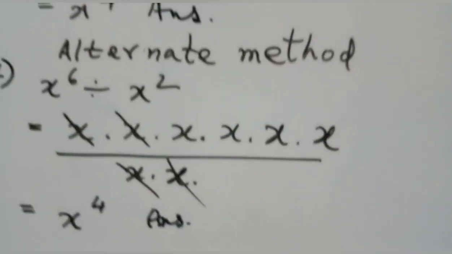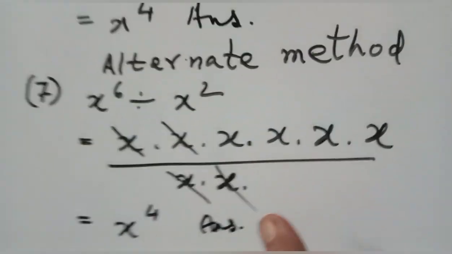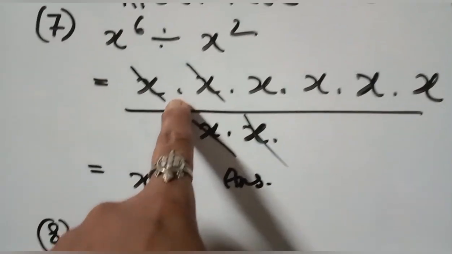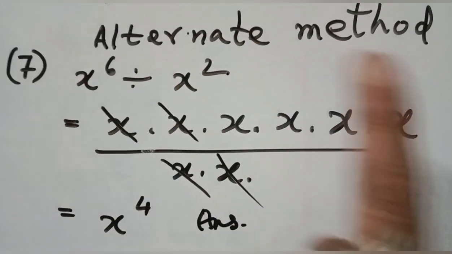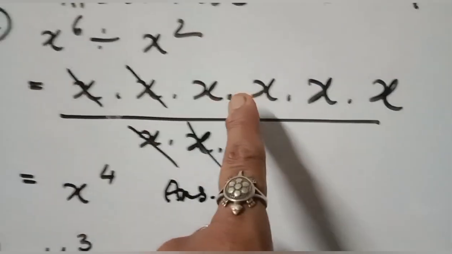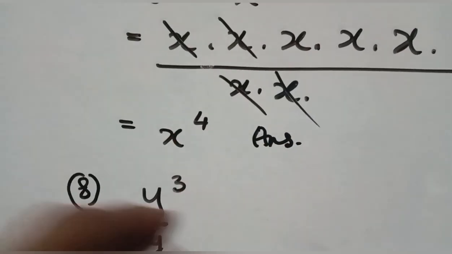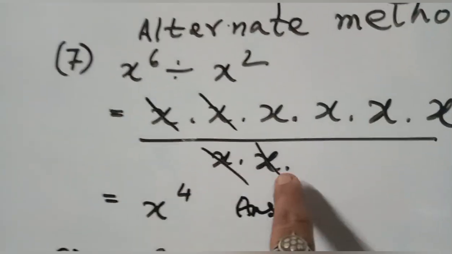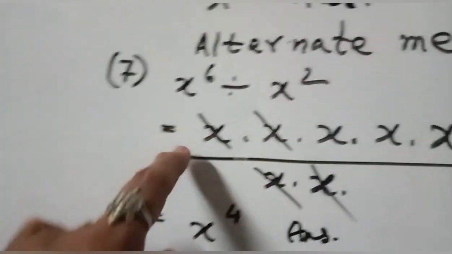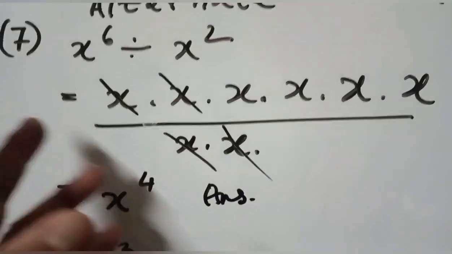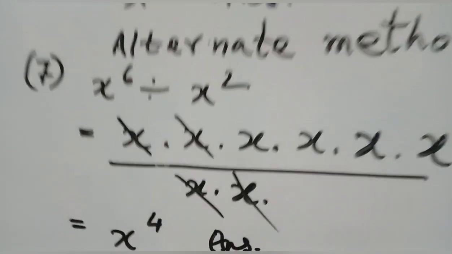Same sum I am doing in alternate method. Just see. X to the power 6. It means x is 6 times. In case of multiplication, instead of multiplication symbol, we use dot also. So x to the power 6. There should be 6 x's. Just see 1, 2, 3, 4, 5, 6. Divided by. So we usually write at the down, isn't it? So x to the power 2. Okay, so simple division. Now see, I'm cutting off this x with this x. In division we can do this x with this x. So what is remaining? Just see, x to the power 4. So your answer is x to the power 4.